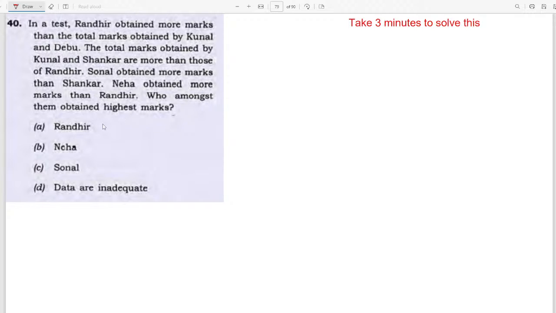Who amongst them obtained highest marks? They are saying who scored highest. So we want the highest here. And they are saying that Shankar and Sonal are two people with the same alphabet. So I'll take Shankar as SH and Sonal as SO. So they're saying Randir obtained more marks than total marks obtained by Kunal and Debu. So if I have to represent that on the number line, Randir is on the right side and Kunal and Debu are on the left side of Randir.